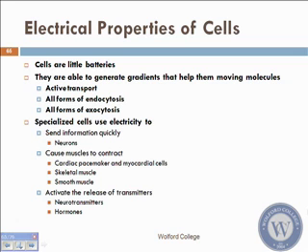Let's see where we're at. We'll stop here, and then we'll start back up after a 10-minute break, and we'll start on electrical properties when you get back.